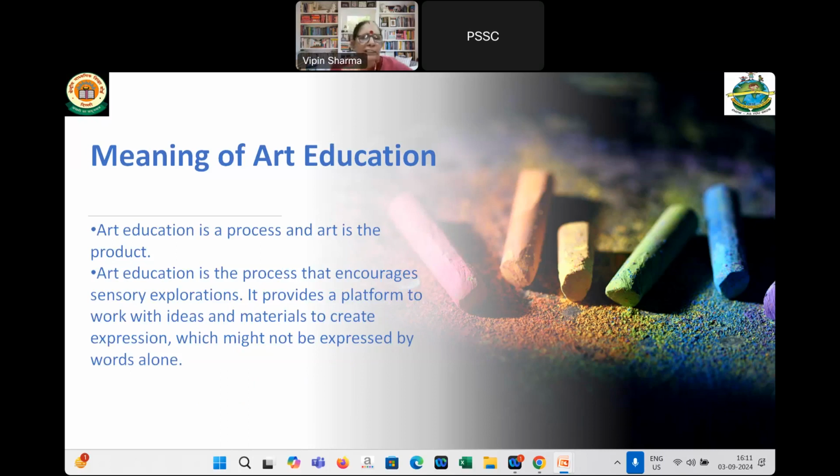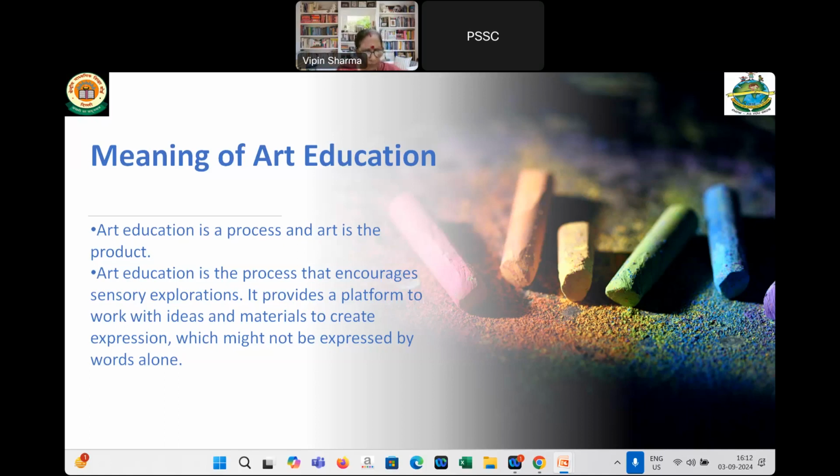Art education is the process that encourages sensory exploration, provides a platform and idea. You know, art education is a broader term, inclusive of all the processes by which children are guided to express themselves. Art-based education, that's in a nutshell. Art-based education, how art can be a medium of learning, that is important. It would be better to expand the two terms, using arts as education in art and arts in education. Education in arts, that is, what is art education? And arts in education is art integrated education. Got it? So learning through art integration, that is arts in education.